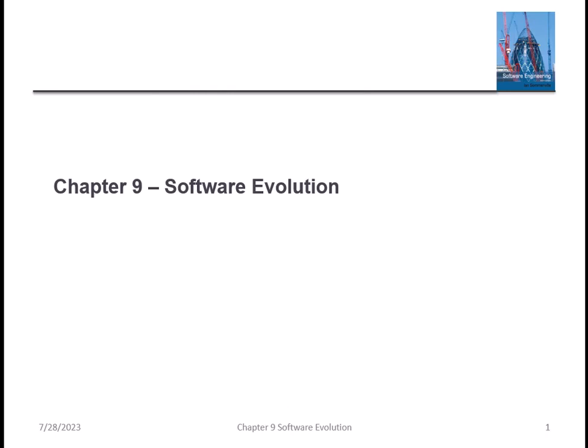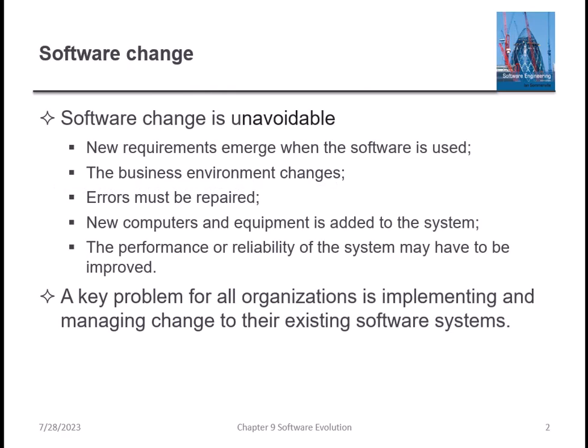Before we discuss software evolution and the evolution process in detail, first we discuss software change. Software change is unavoidable, meaning we cannot avoid changes in software. The changes can be in the functionalities, or the functional user requirements, or we can modify the whole system architecture, the software architecture, the non-functional requirements, or even add new functionalities, new modules, new subsystems to the existing system.